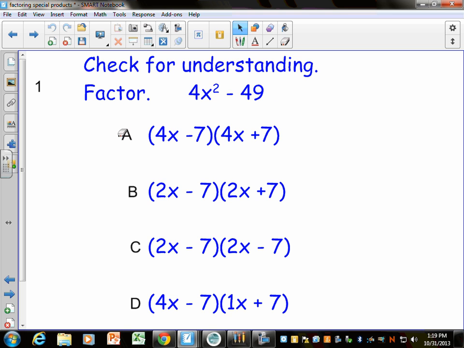So now I want you to tell me which one of these, A, B, C, or D, is factored 4x squared minus 49. Which one of those is the factored form of 4x squared minus 49?